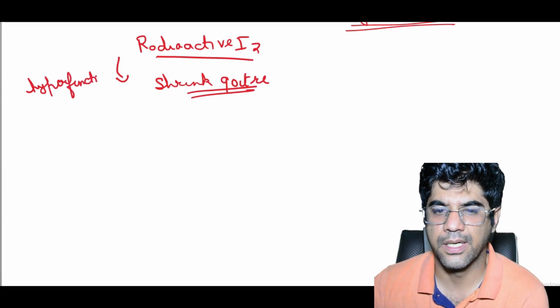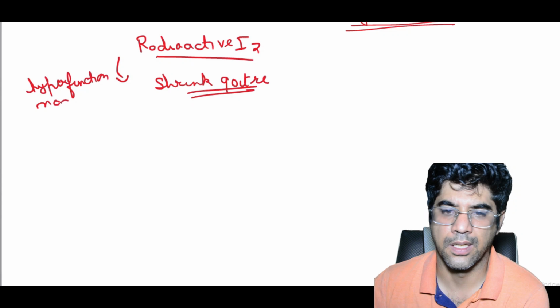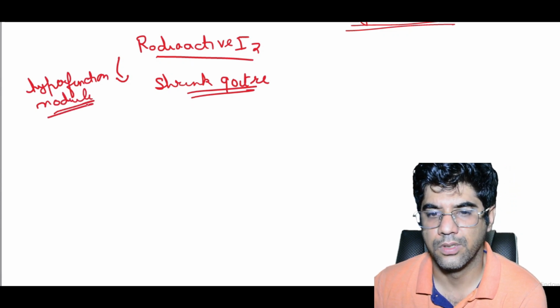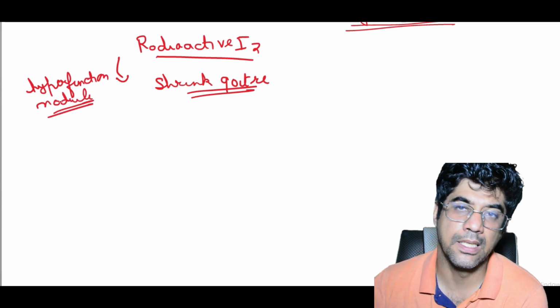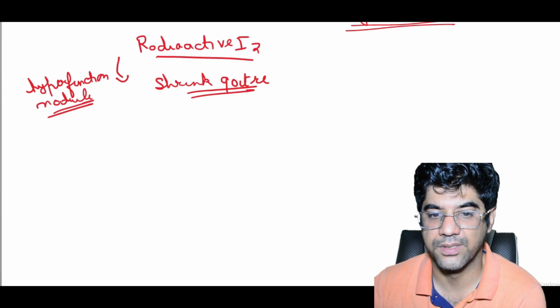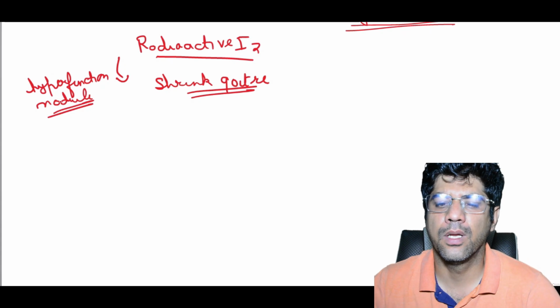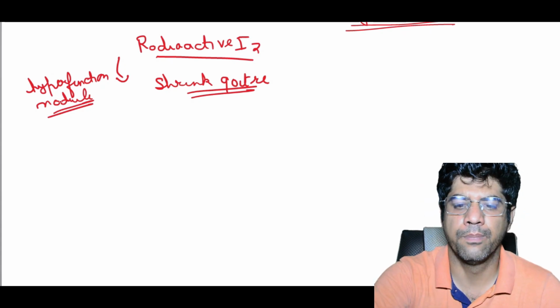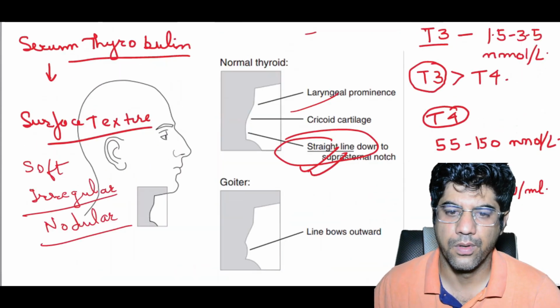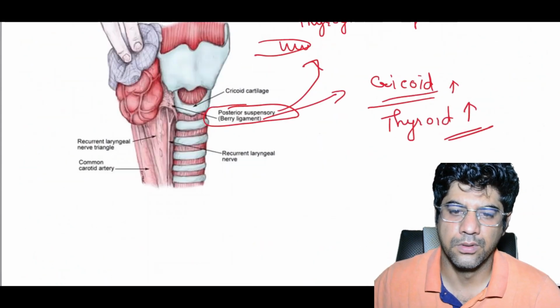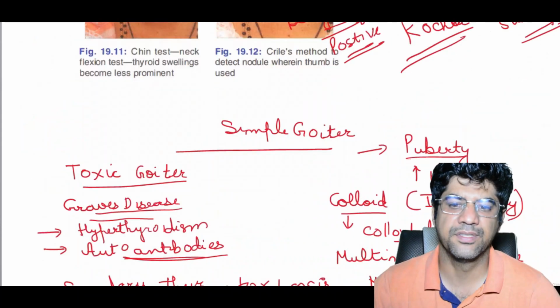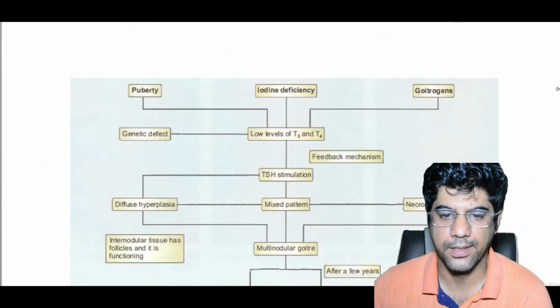The complications that you can see are difficulty swallowing, breathing, or hoarseness of the voice. Remember, multinodular goiters generally have a good prognosis if they are managed properly. Now remember the table. So this is about the pathogenesis of multinodular goiter.